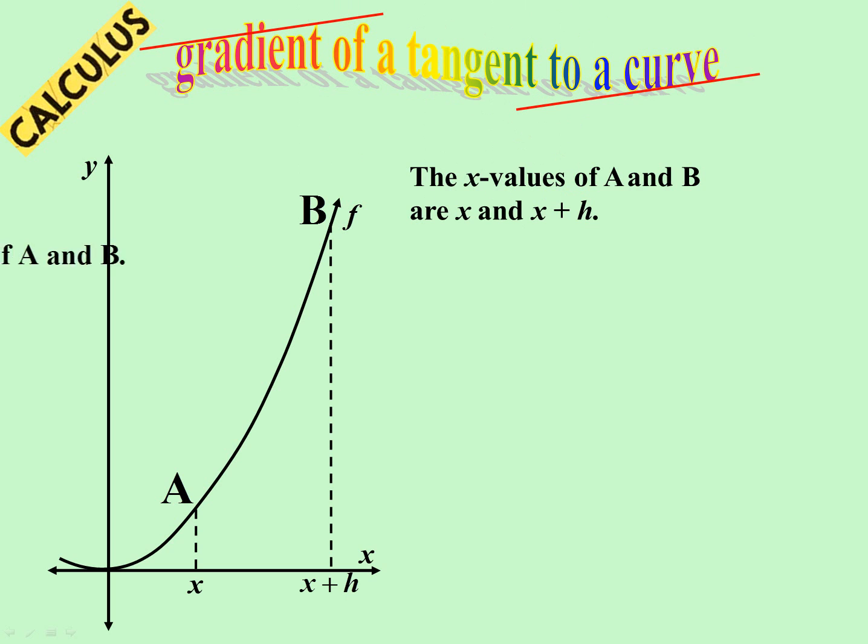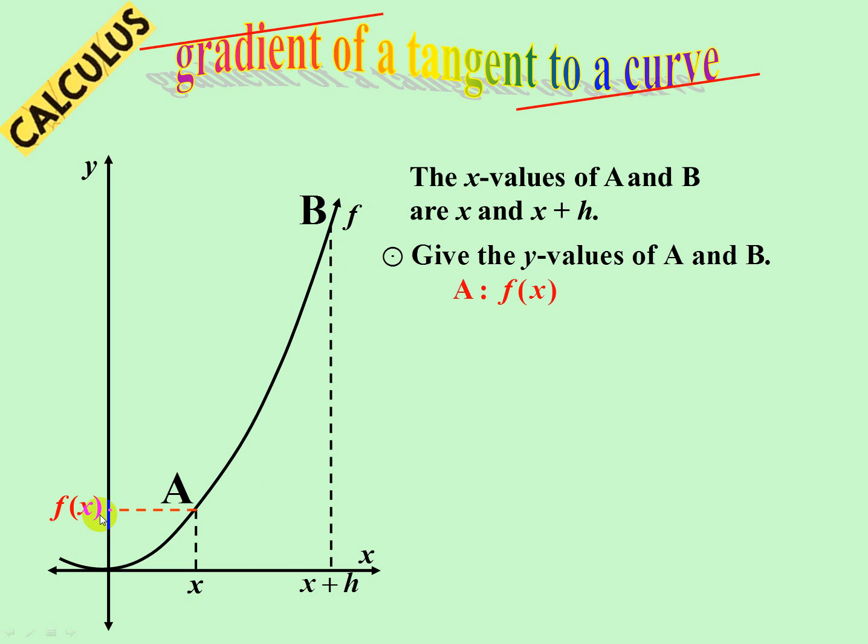Now what we're going to do is, instead of having a number for x and then the h, I'm going to keep x as x. And I'm generalizing it. So give the y values of a and b. Notice we no longer have y equals x squared. We've got f of x. So therefore, if that's x, this here is f of x. If that's x plus h, then this here is f of x plus h.